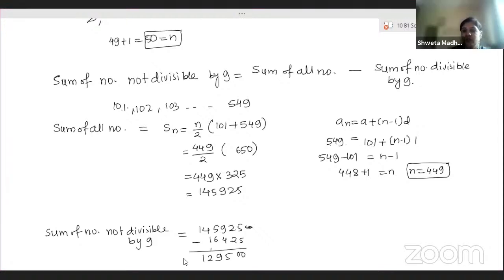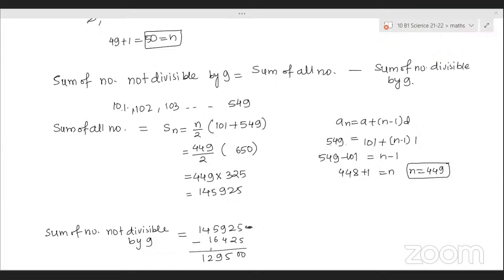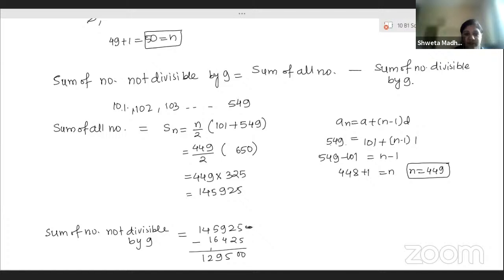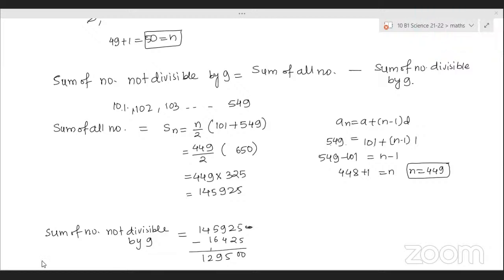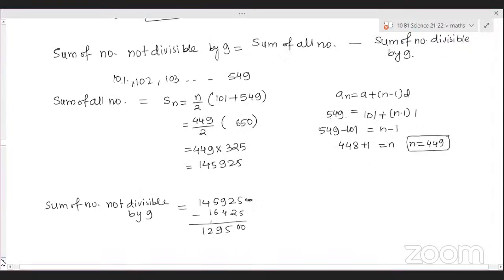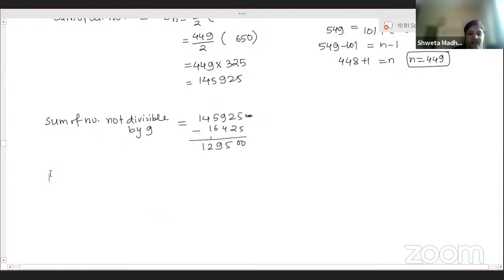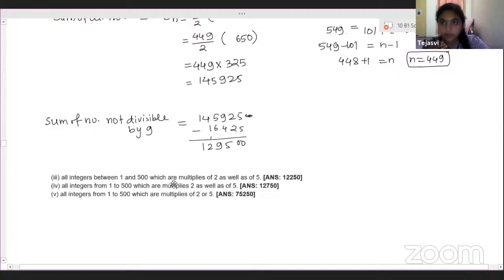Understood everyone? Have you solved? Now question 3 and question 4 look the same. Then why are there two of them? And the answer is also different. It's not the same. The third one says between, and the fourth one says from.